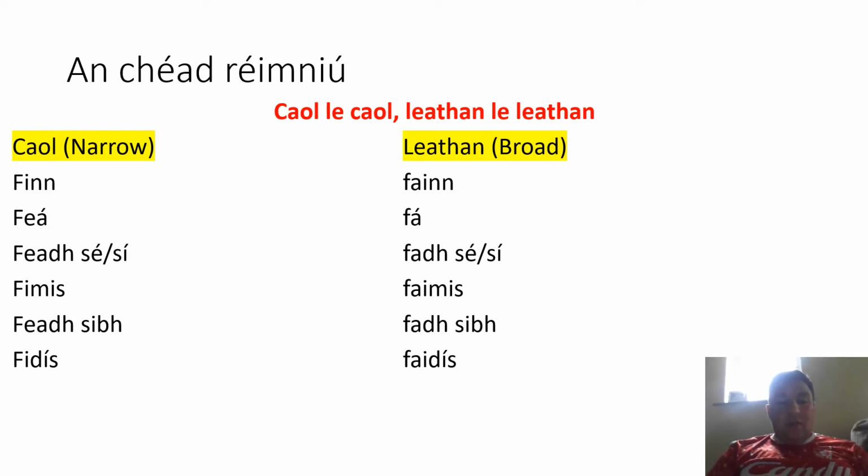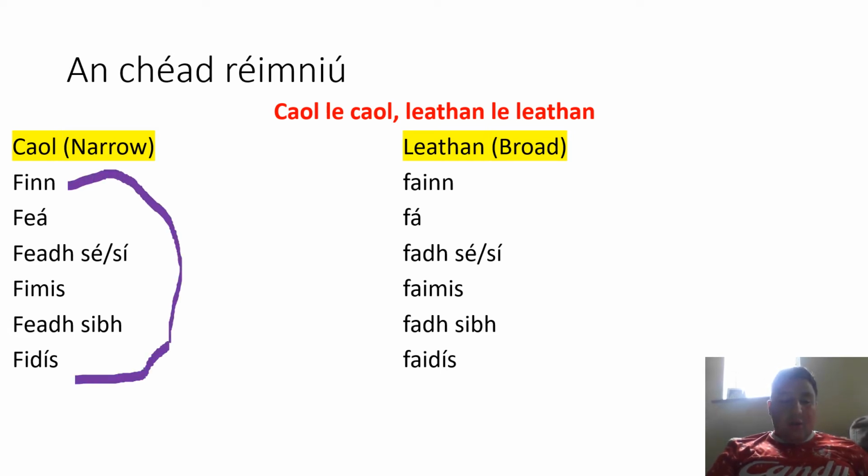So if the verb is caol, so if it has an I or an E as the last vowel in the verb, it gets these endings. So these are the endings that we will be using, and I'm not even going to go through them all because you can read them, and we'll be going through them when we're working on the verbs in the next few slides. The leathan ones then, A, O, or U, these are our endings. All right.